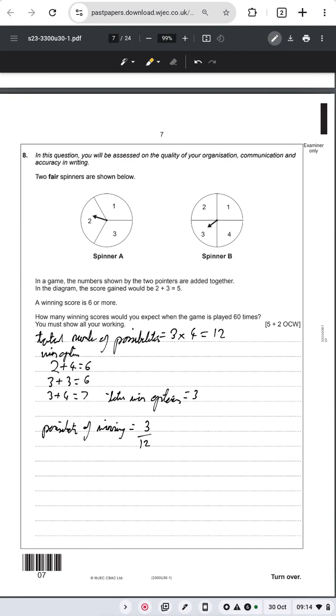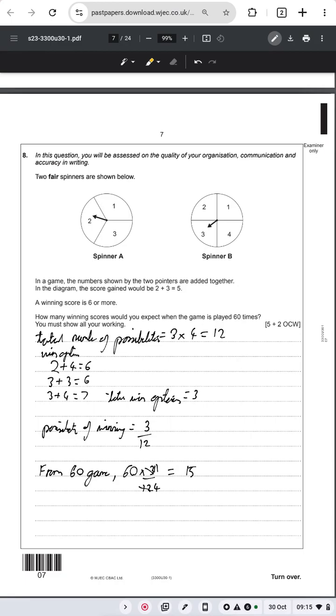However, they're going to play 60 games, so then expected from 60 games, we would get 60 times 3 over 12. So first of all, we can cancel this 3 with the 12 to give 1 over 4. So now we're looking at a quarter of 60, which is 15, or 60 divided by 4.